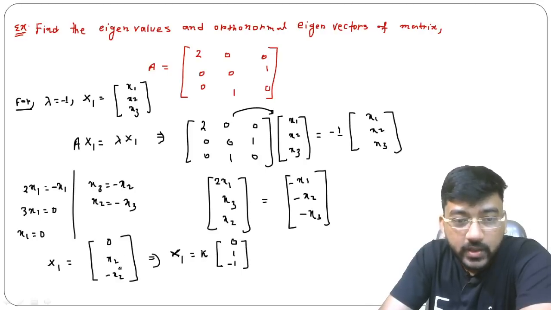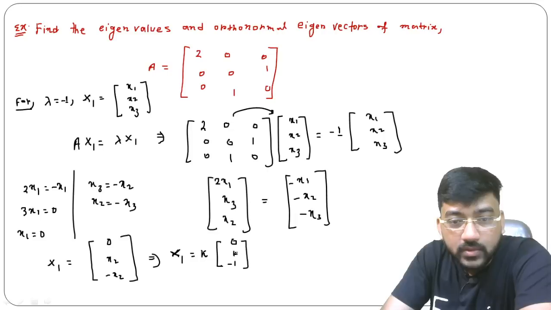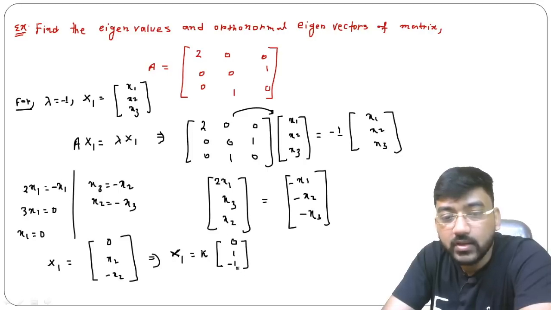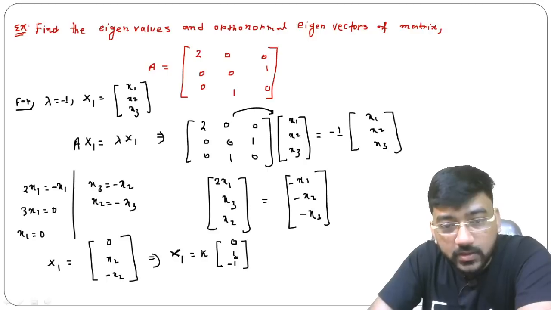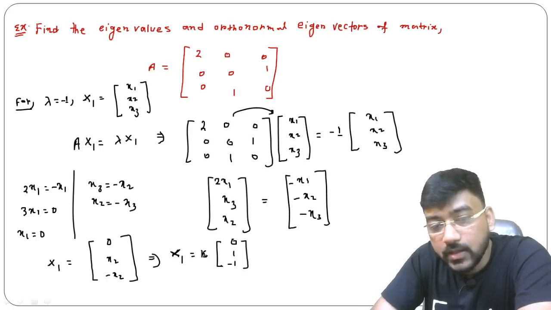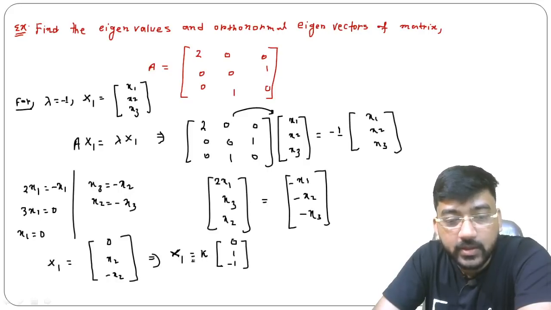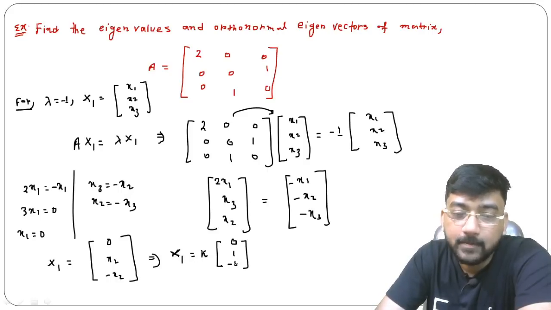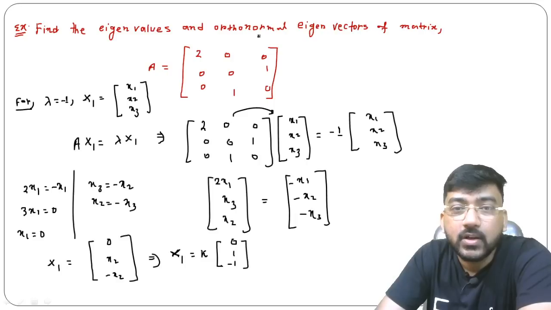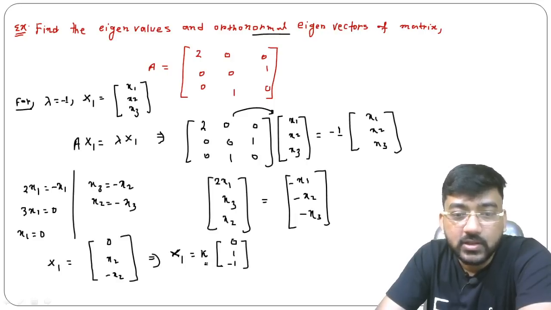So this x2 and x3 will get this kind of value such that this will be x2 and this will be minus x2. That means this is 1, this is minus 1. But this is not unique, because it can be a multiple of any k. So we have to use a proportionality constant k, that will be x1 is equal to k times [0, 1, -1].